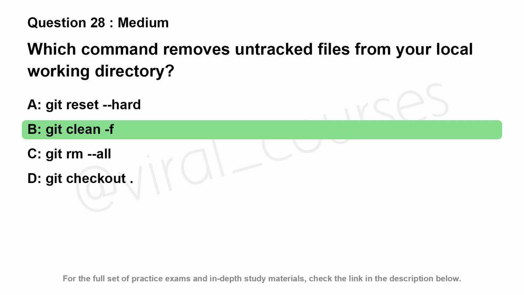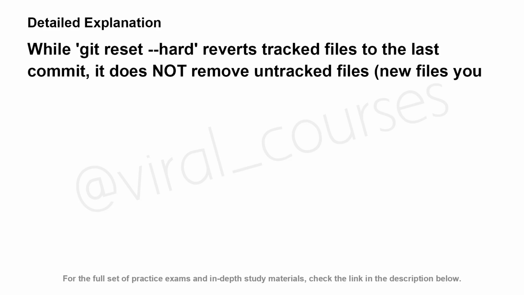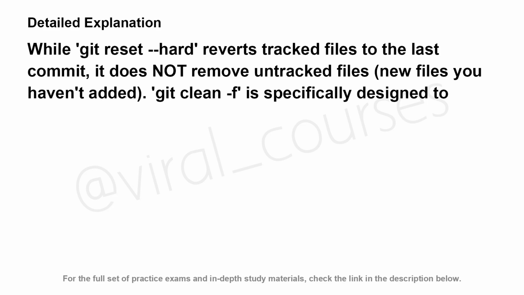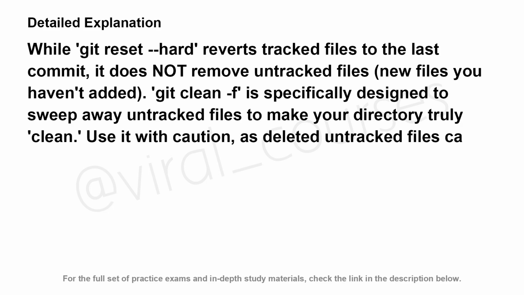The correct answer is B. While git reset --hard reverts tracked files to the last commit, it does not remove untracked files, new files you haven't added. git clean -f is specifically designed to sweep away untracked files to make your directory truly clean. Use it with caution, as deleted untracked files cannot be recovered via Git.